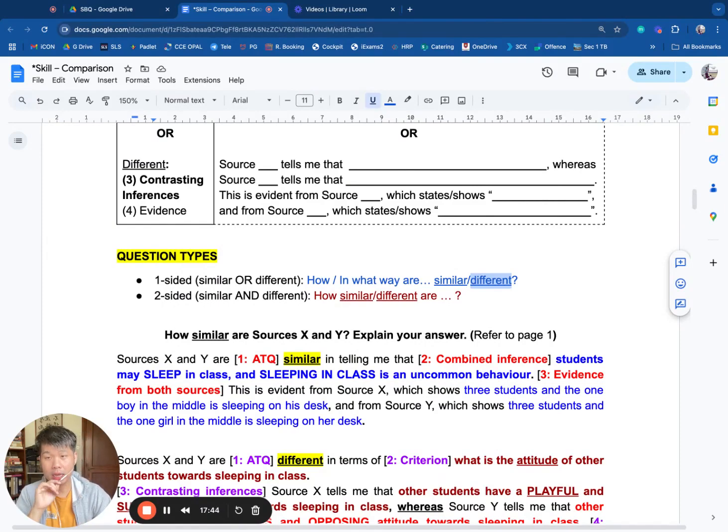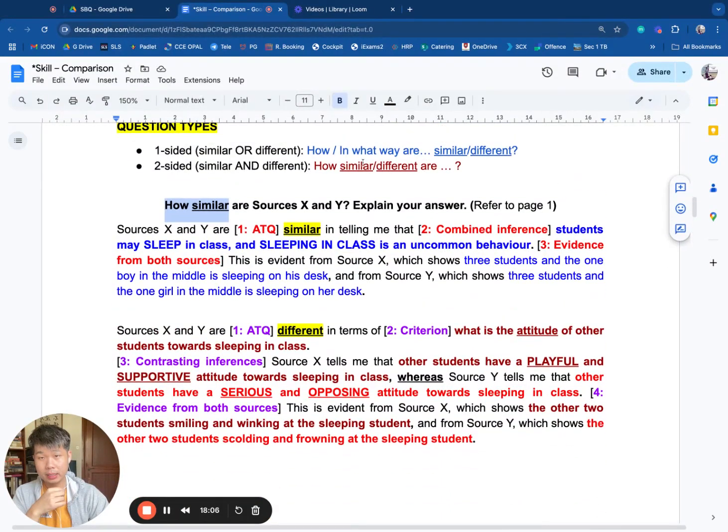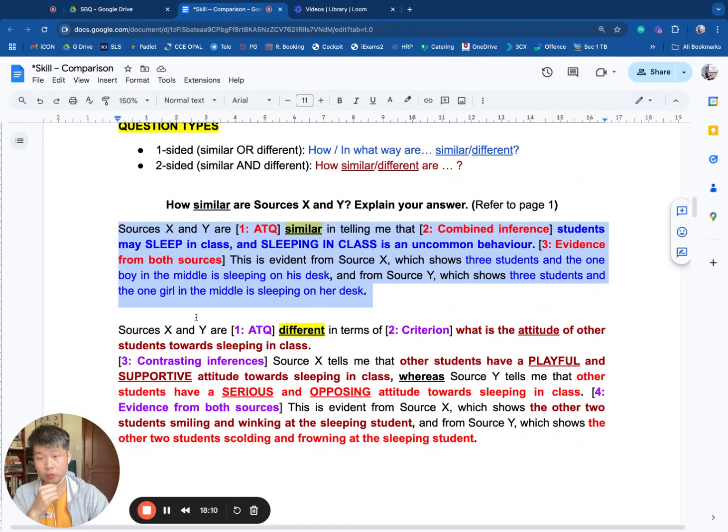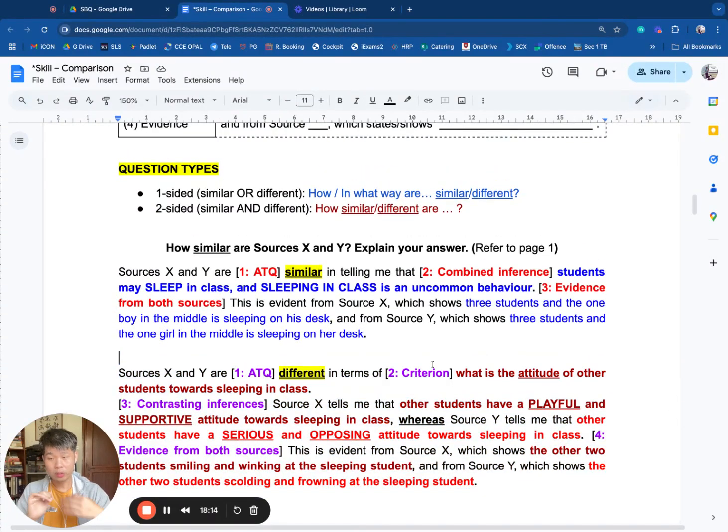So if it says, how are these two sources similar? It's just asking you to find the similarity, the end. A two-sided comparison is asking for similarity and difference. The command word is at the front. So how similar are these two sources? That's asking for both similar and different. So in this case, how similar is a two-sided comparison, and that is why we wrote both the similarity and the difference. And in Sec 1, we will start you off easy.